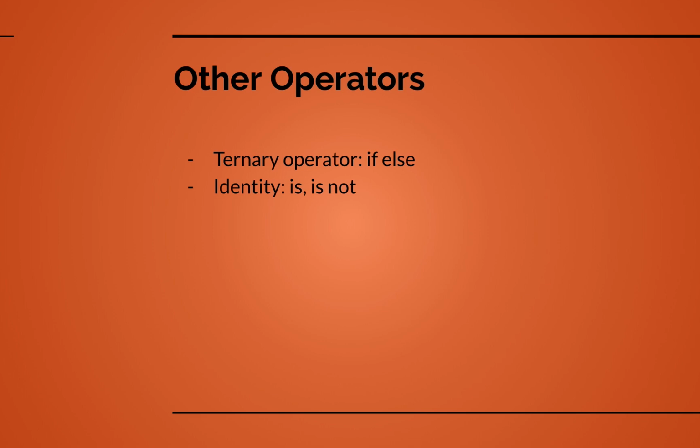Okay, there's the identity operator, is or is not. These are used to test membership to a particular class. There's a membership in or not in. These are used to test whether something is in some kind of a collection type.